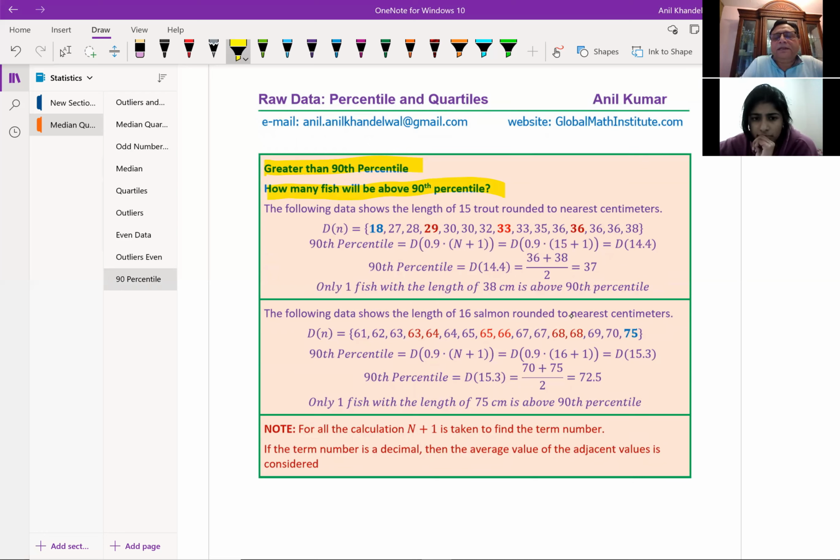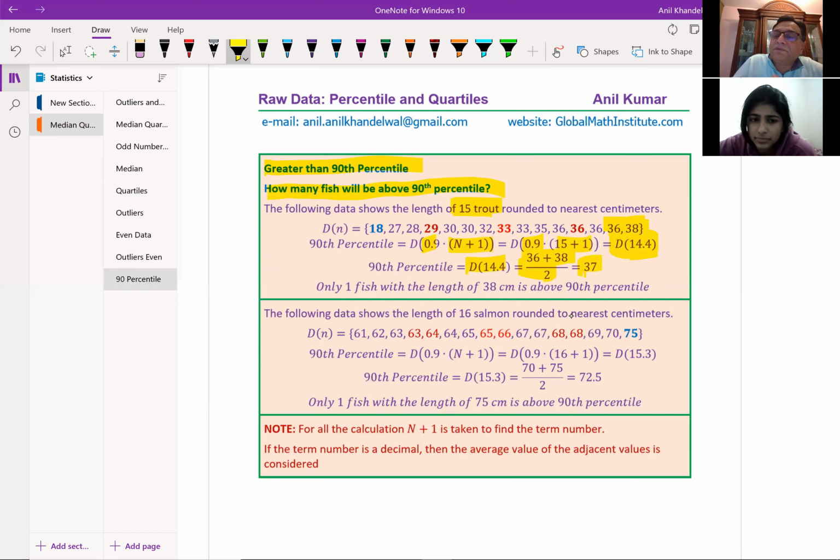So clearly, to find the 90th percentile, I'll multiply n plus 1 by 0.9. When I do that, I get 0.9 times 16, which is 14.4. So the value for 14.4 means we have a total of 15 trouts, correct? 14.4 is not 15. So it is in between 38 and 36. The 14.4 value will be in between these two, right? When we average these two, we get a value of 37.